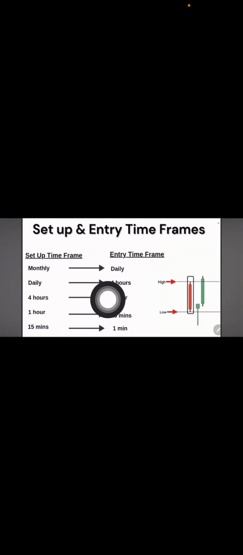If you are using the daily, you should use the 4 hour time frame as your entry trigger time frame. If you are using the 4 hour time frame, you can use the 1 hour as your entry trigger time frame. If you are using the 1 hour time frame, you can use 15 minutes as your entry trigger. If you are using the 15-minute time frame as your higher time frame, you can use the M1 time frame as your lowest time frame entry trigger to get into the trade.